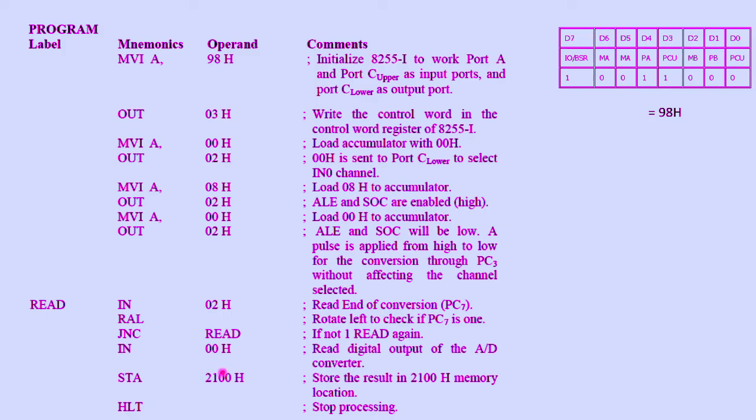Once it comes out of the loop, we know that the digital data is connected across port A, which we can read from the 00 address. Port A address is 00. So from 00 it will read the data, and thereafter we are using STA 2100H. Whatever we have read from the output of the A to D converter, we store in this particular memory location 2100H, and here we will stop processing. So this is how the analog to digital converter program works.